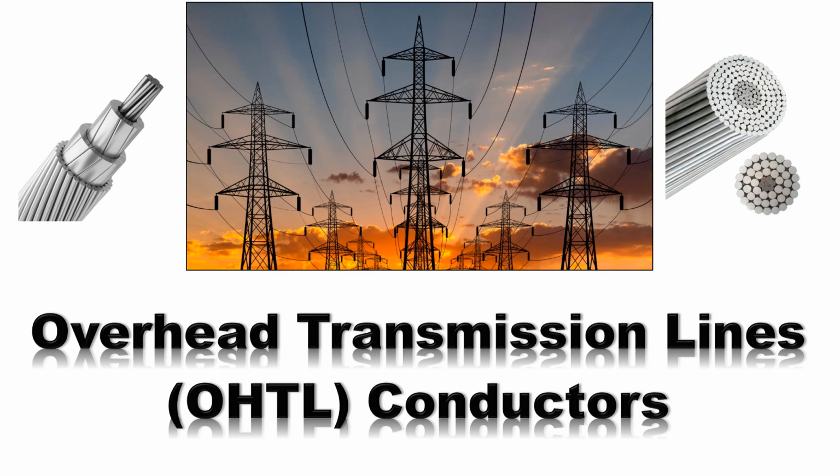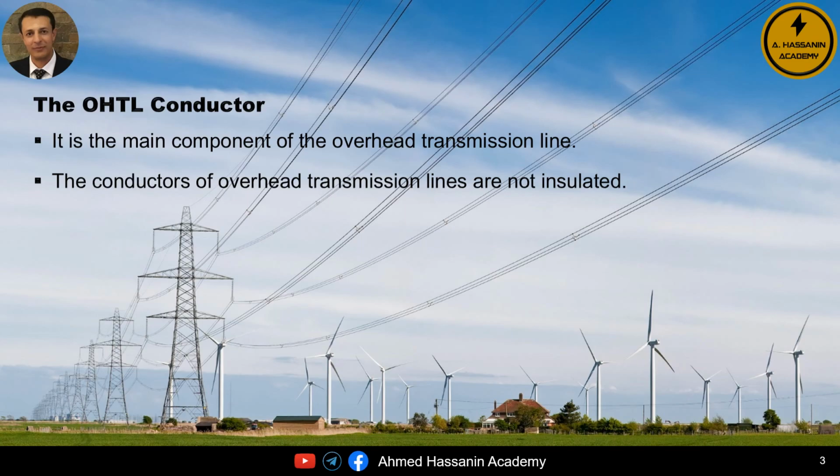In the name of Allah, in this lecture, we will talk about the most important types of conductors used in overhead transmission lines. To begin with, we must understand that the main component of an overhead transmission line is the conductor, while the other parts or components of the line are auxiliary components whose function is to support the conductor and insulate it from the ground.